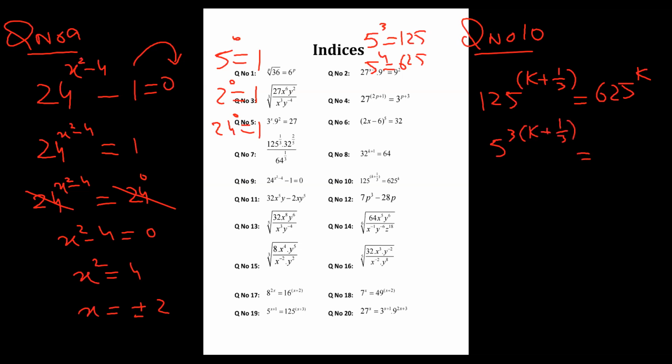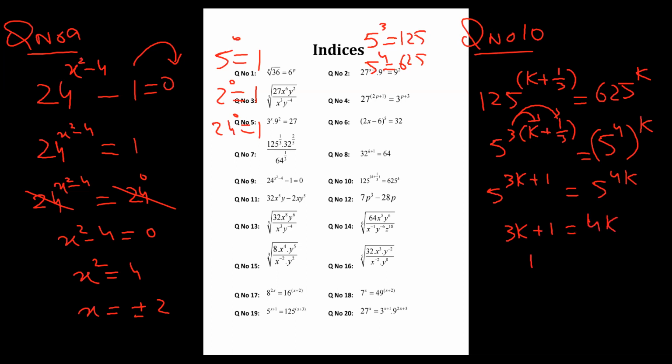So I'm sure you're understanding the whole story. So power to power multiply is 3 multiply with k and 3 multiply with that. It's 5 power 4k. Same basis. 1 is equal to 4k minus 3k. So k is equal to 1. So we finished number 10.